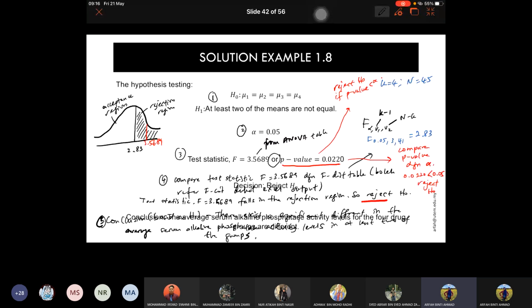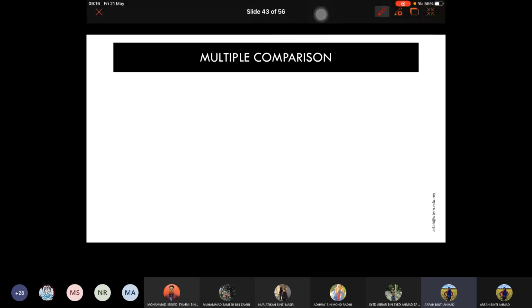Okay. So ini adalah kalau awak tengok daripada test ni kita dapat reject H0. That means at least 2 of the means are not equal. Tapi persoalan dia multiple comparison ni, bila kita dapat reject H0, akan dapat at least 2 of the means are not equal.